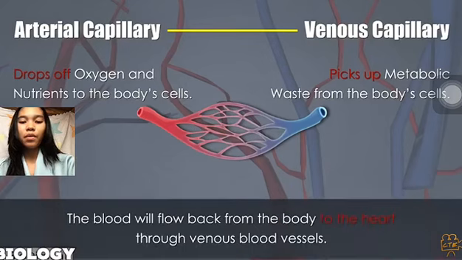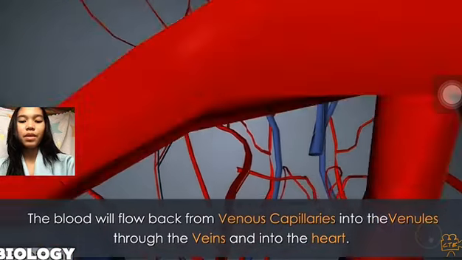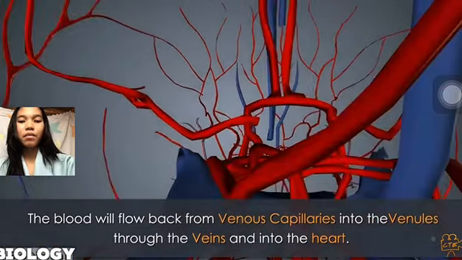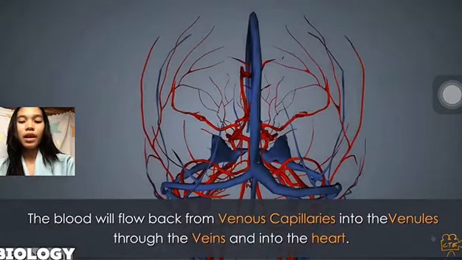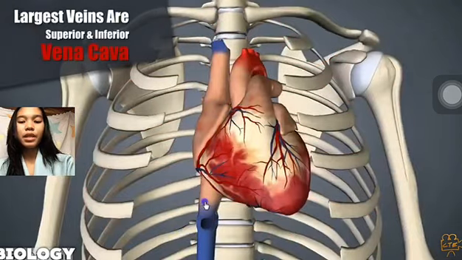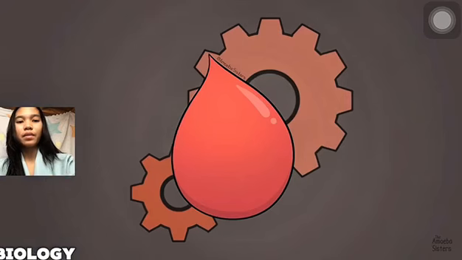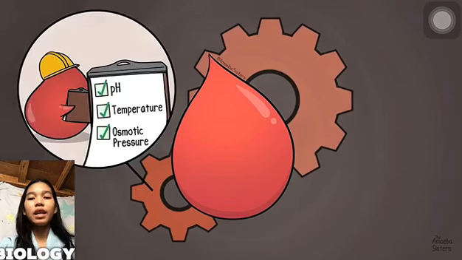The blood flow from the venous capillaries will flow back from the body to the heart through the venous blood vessels, similar to the arteries, only in reverse. The blood flows from the venous capillaries into small veins called venules, and venules connect to the larger veins, which carry the blood back from the body to the heart via the largest veins, known as the superior and inferior vena cava.